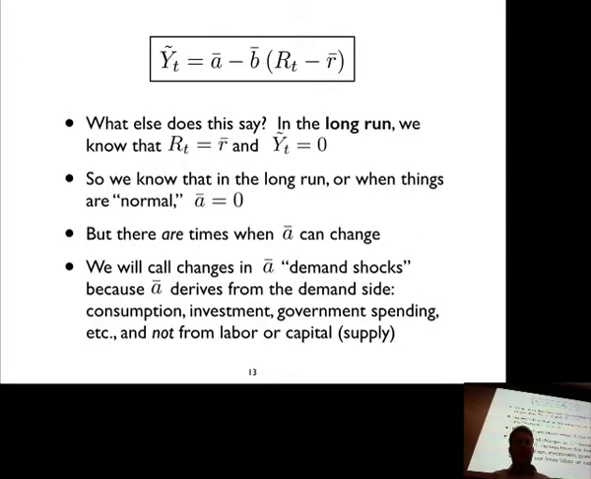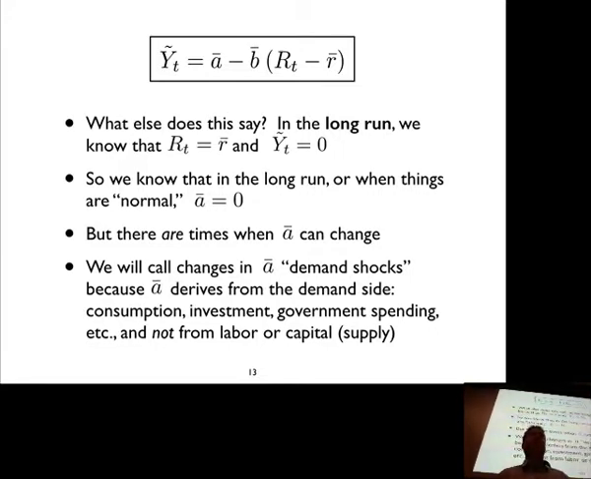Changes in A bar are demand shocks that shift the IS curve left or right, because everything we've been talking about derives from the demand side: the consumers, the investment spending side of things, government spending, and not from labor or capital. So I think it's very helpful for you to think about things in that way.